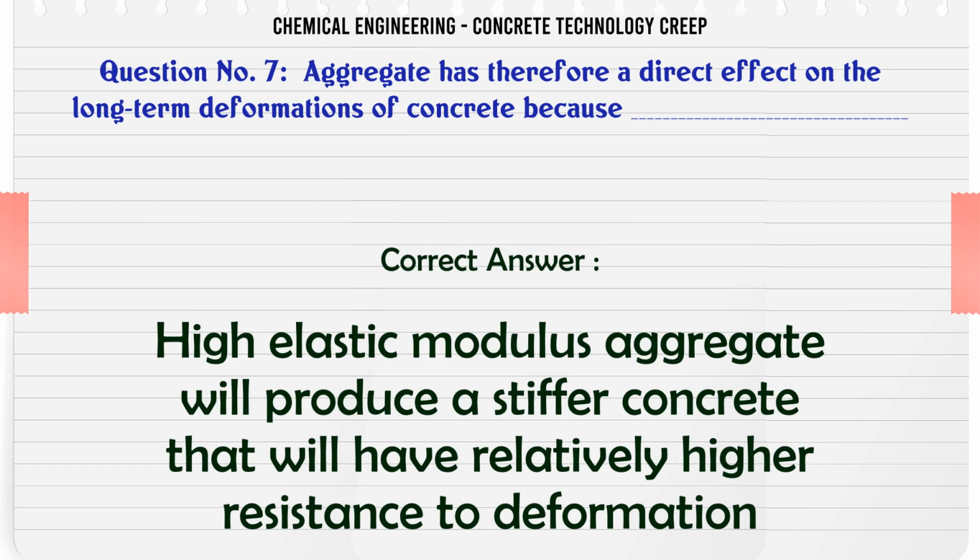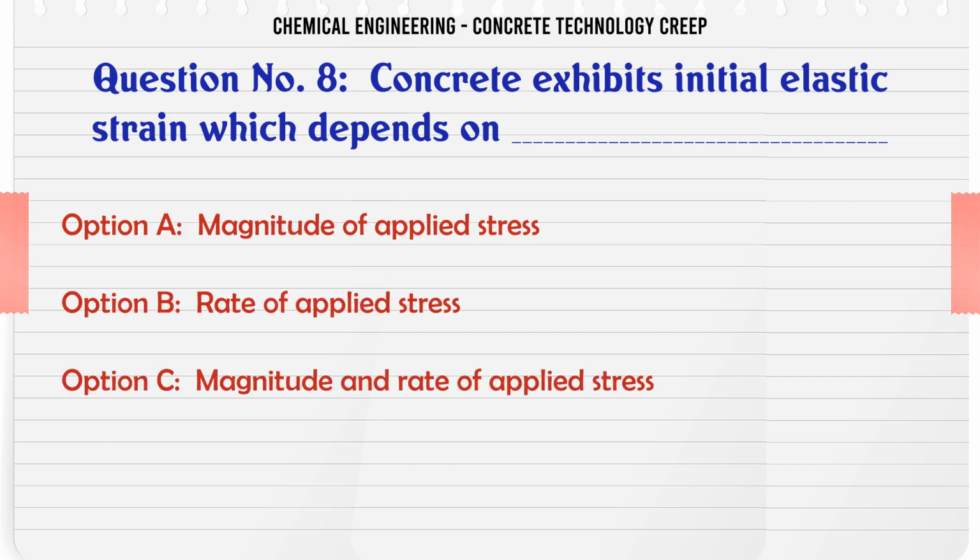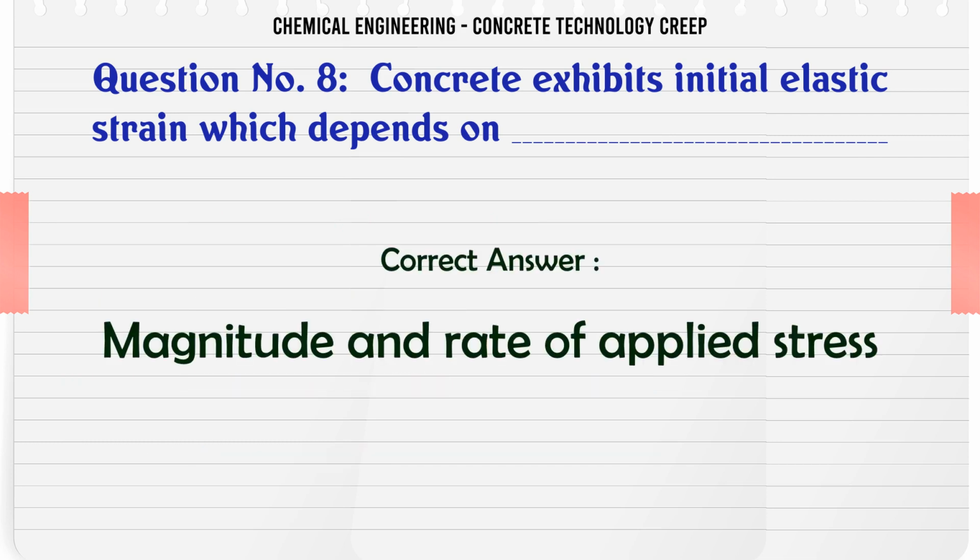deformation. Concrete exhibits initial elastic strain which depends on: A. Magnitude of applied stress. B. Rate of applied stress. C. Magnitude and rate of applied stress. D. Elastic modulus. The correct answer is magnitude and rate of applied stress.